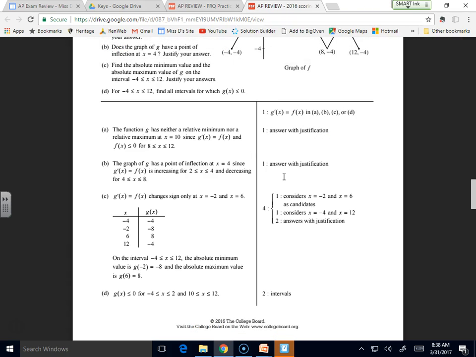Any other questions on FRQs? 2016 or the old ones?